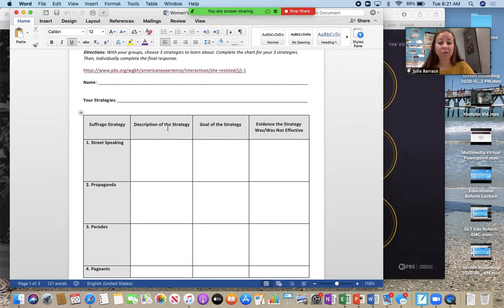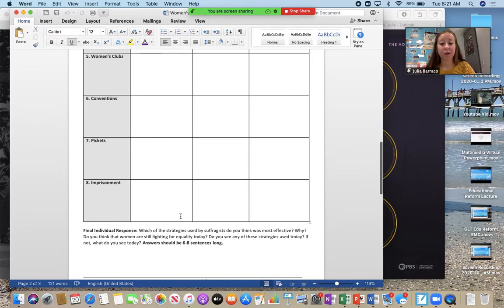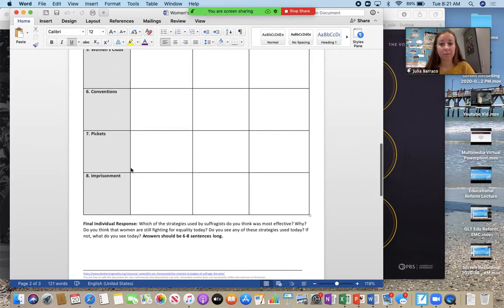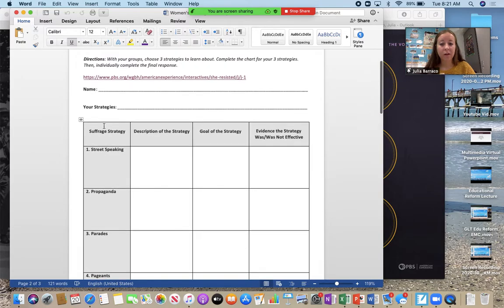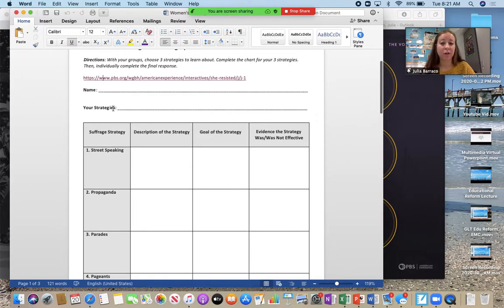And then after we do the first box together, I'm going to put you in groups, and you and your group are only going to do 3 other strategies. So you can pick any, but you're only doing 3. You're not going to be doing all 8 of them. So we'll do 1 together, and you'll have to do 3 more, and whichever ones you pick, that's what you're going to write under your strategies right here. Okay? So are you still with me?